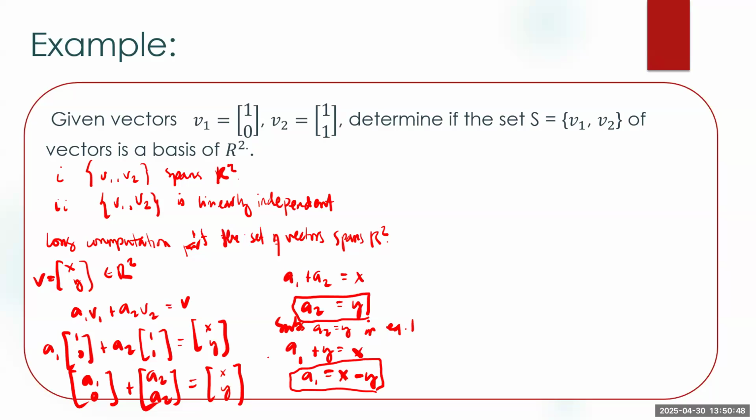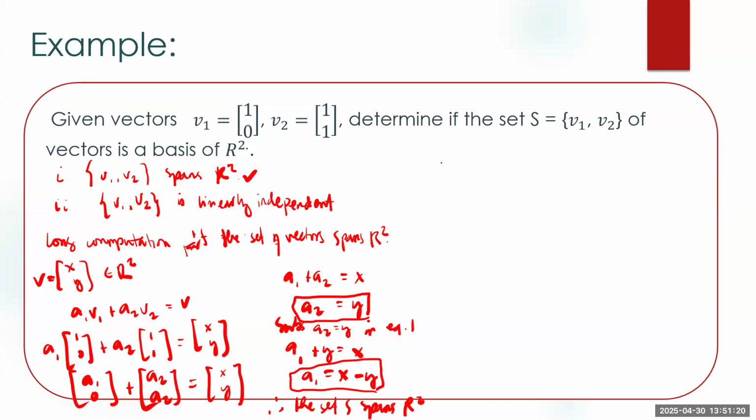Therefore, this vector exists. Therefore, the set S spans R2. Okay, checking first.